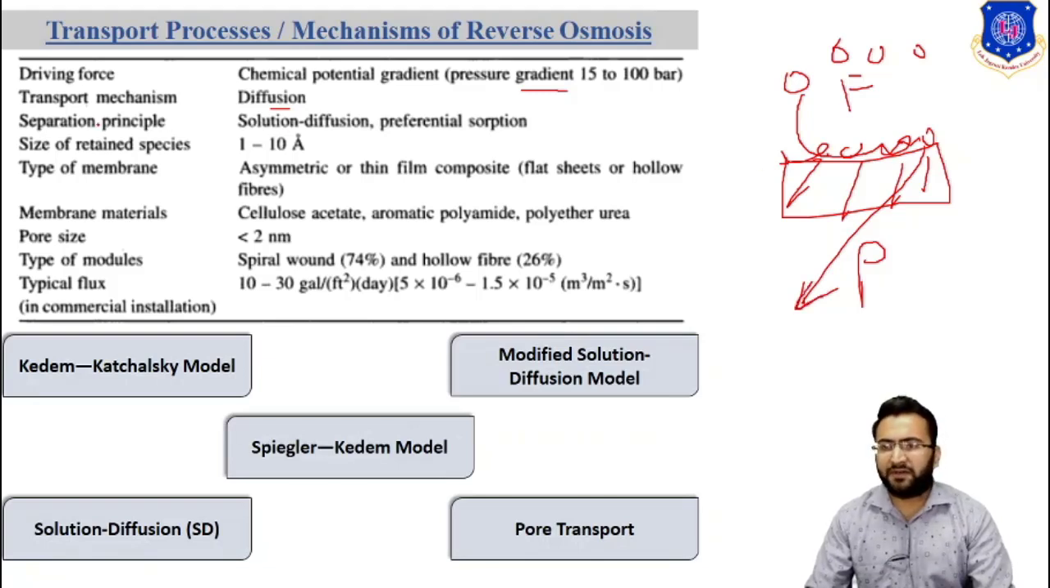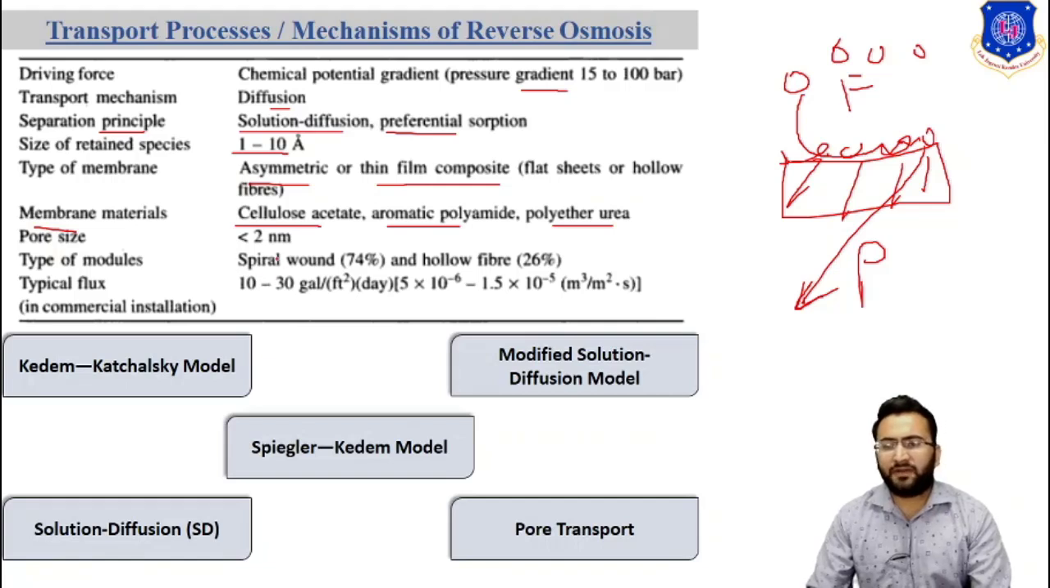So the separation principle for reverse osmosis is solution diffusion and sorption. The size retention of particles is 1 to 10 angstrom. Mostly asymmetric membranes or thin film composite membranes are used in reverse osmosis. Various materials such as cellulose acetate, aromatic polyamide, and polyether are used as membrane material in reverse osmosis.